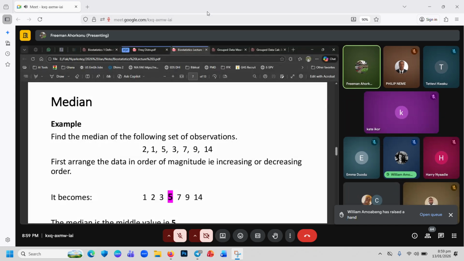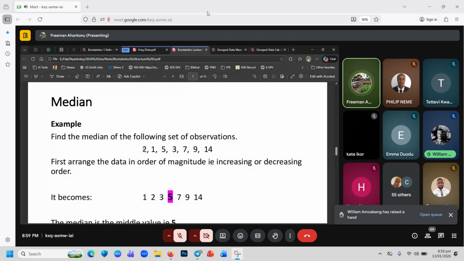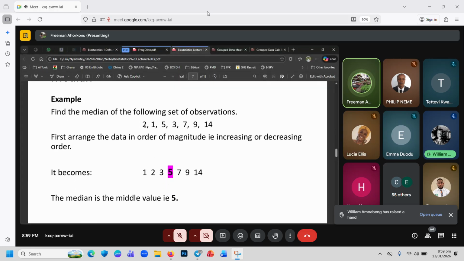Now, find the median of the following numbers. We have 2, 1, 5, 3, 7, 9, 14. So the first step is to arrange in order of magnitude. When you arrange the same numbers from the smallest to the biggest, we are seeing 5 at the middle. 5 is at the middle. So once 5 is at the middle, we say the median is the value 5.